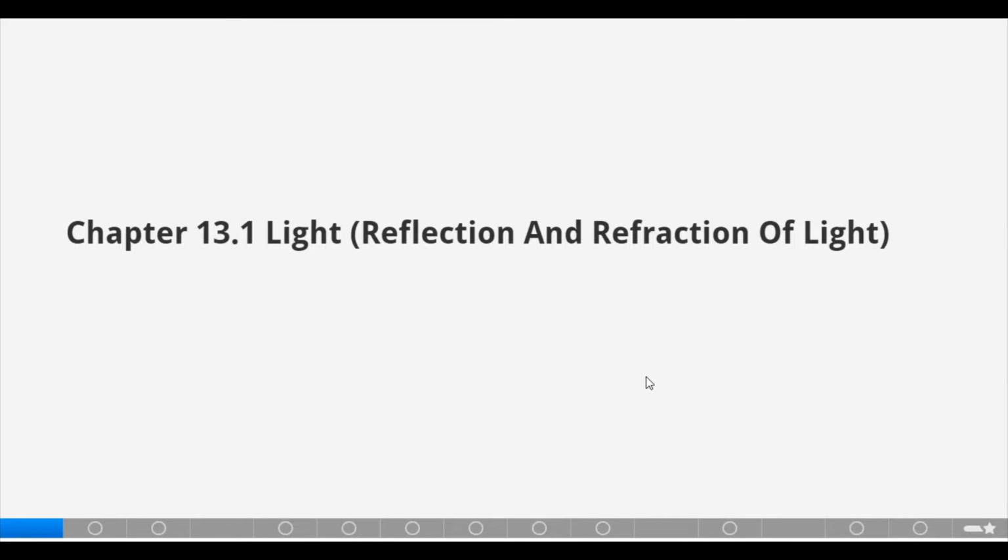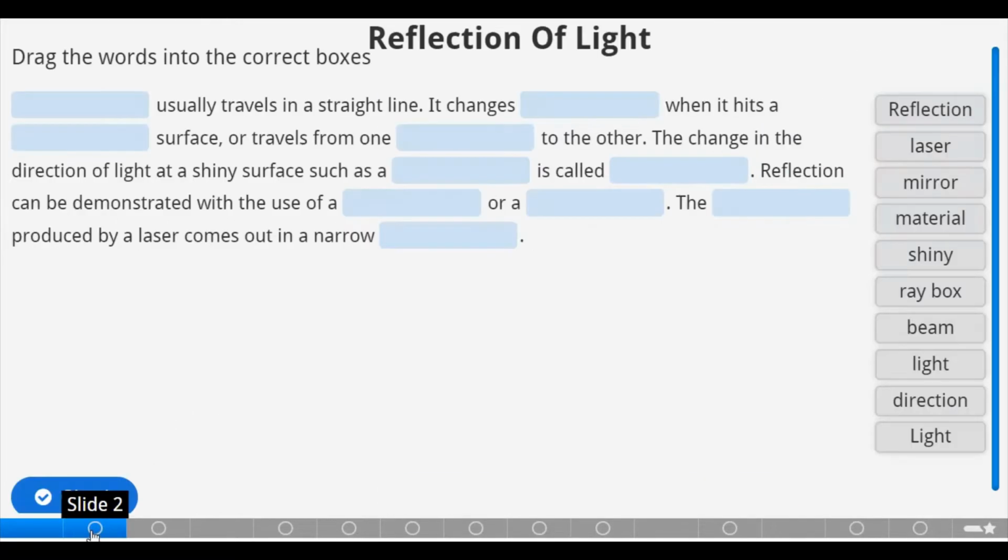Let's deal with the reflection and the refraction of light. Let's start. Reflection of light. We are going to be defining the reflection of light by dragging the following words into the correct boxes.